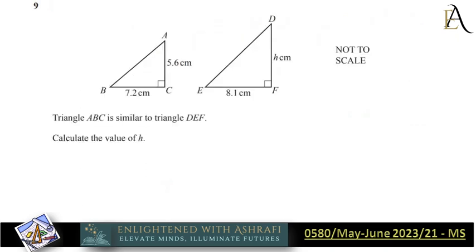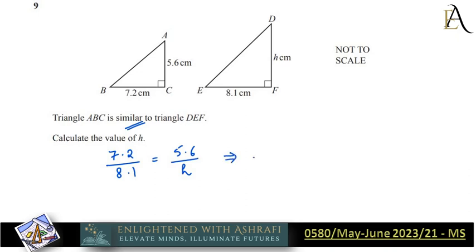Question number 9. There are 2 triangles ABC and triangle DEF. Both are similar triangles. We have to calculate the value of h. To calculate the value of h, since the 2 triangles are similar, therefore the corresponding sides are going to be proportional. So we have 7.2 upon 8.1 equals to 5.6 upon h.